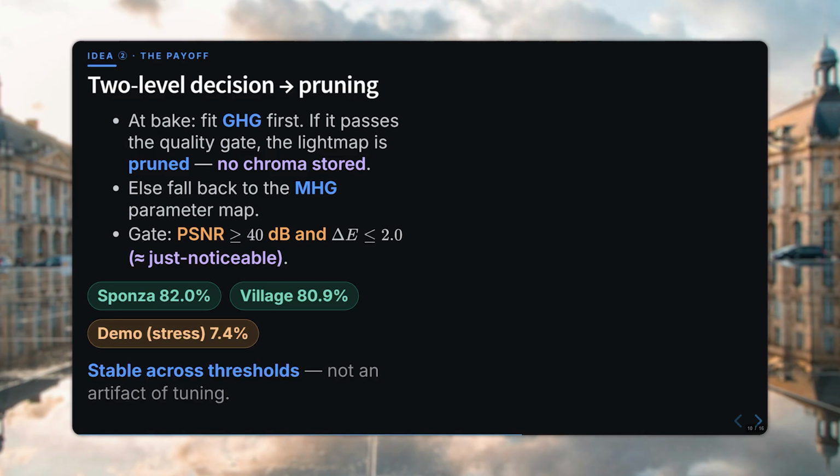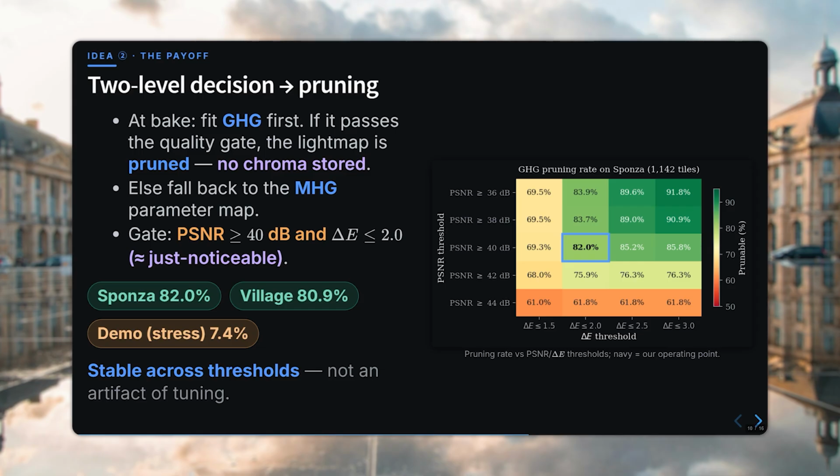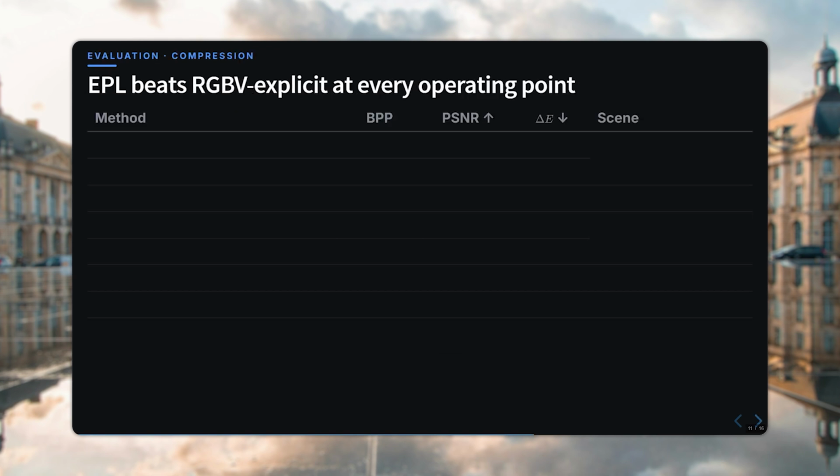And the nice thing is that this rate sits on a stable plateau across thresholds, so it's not just an artifact of tuning. The heat map here shows the pruning rate against the two thresholds, and the navy marker is our actual operating point. Okay, now let's look at the numbers.